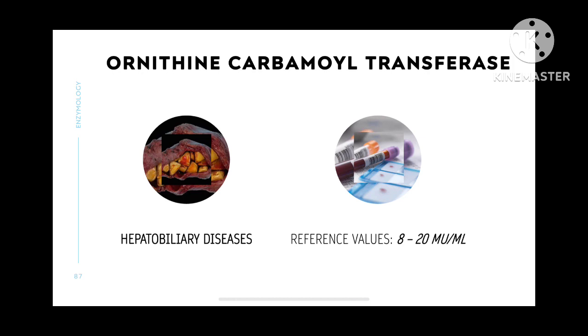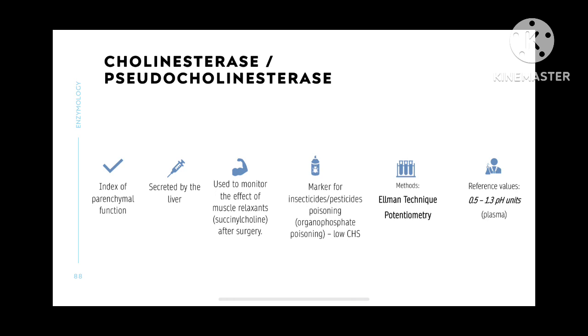The severe form of OTC deficiency occurs in some affected males anywhere between 24 hours to a few days after birth, usually following a protein feeding. Initial symptoms may include refusal to eat, poor sucking, vomiting, progressive lethargy, and irritability. Reference range would be 8 to 20 microunits per ml. We also have true cholinesterase or pseudocholinesterase.